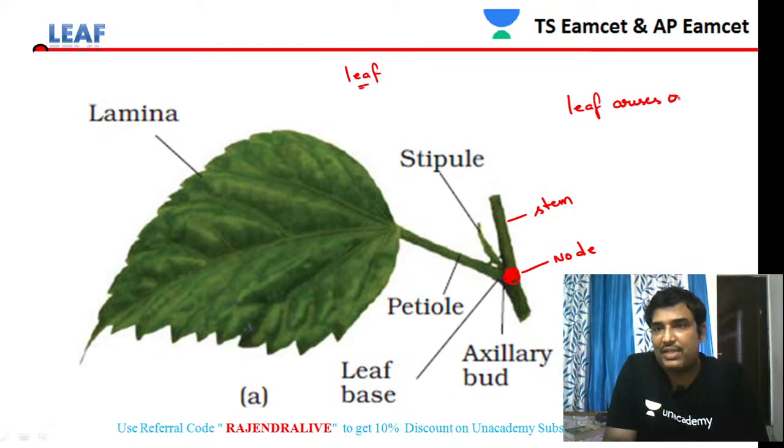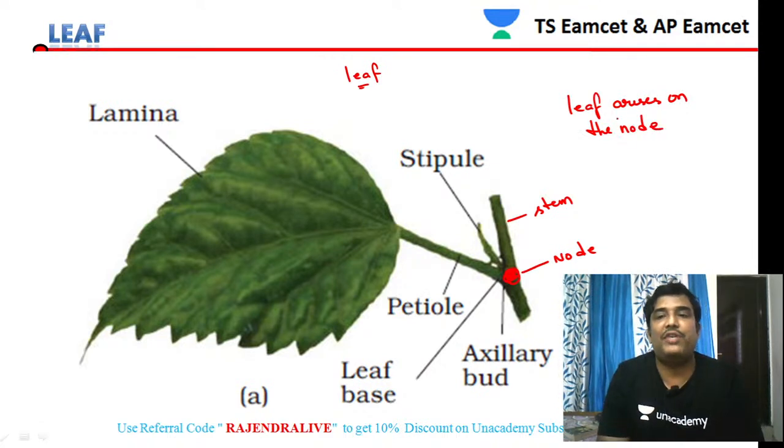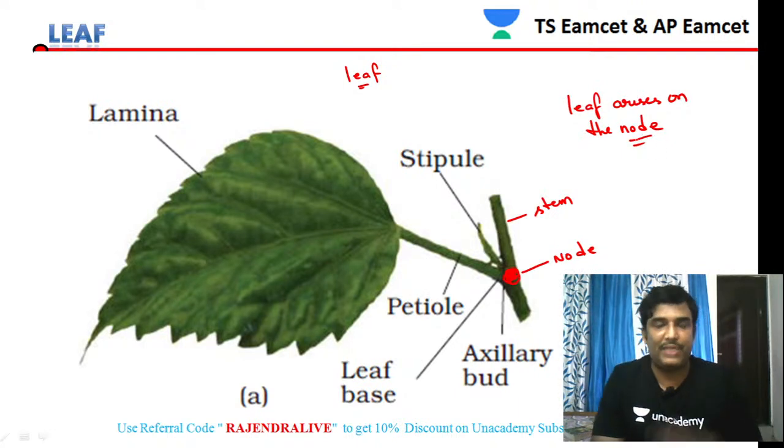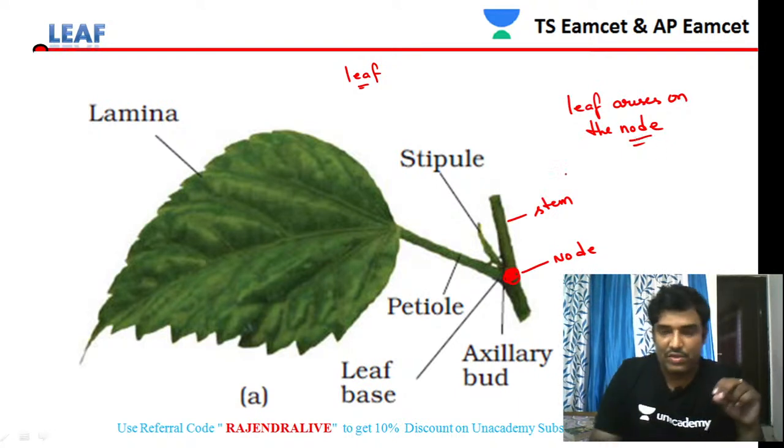The leaf arises on a specific point of the stem. That specific point of the stem is called a node. So from the node, the leaf is arising. You can see here.